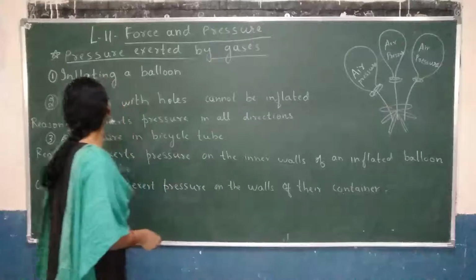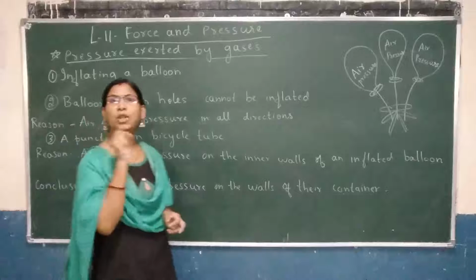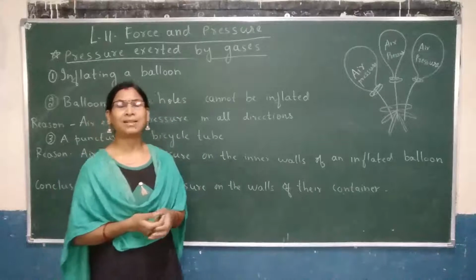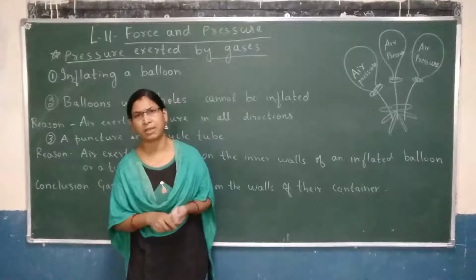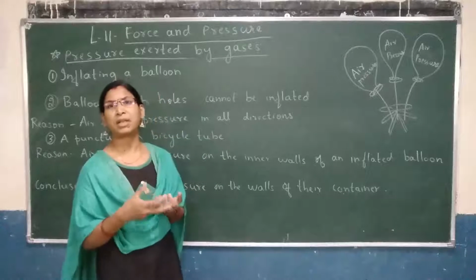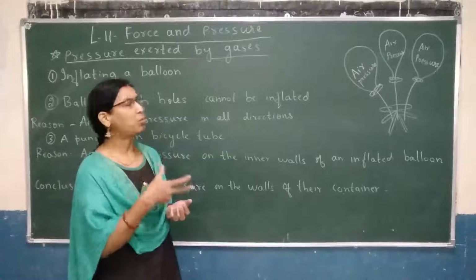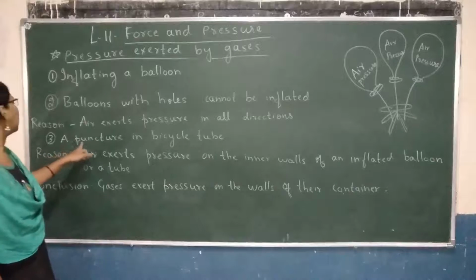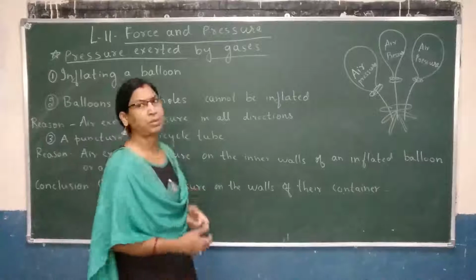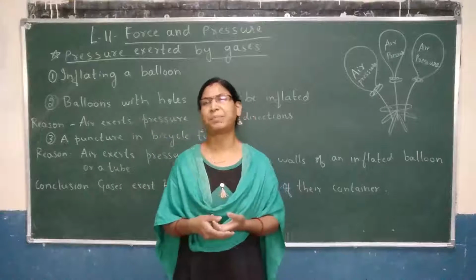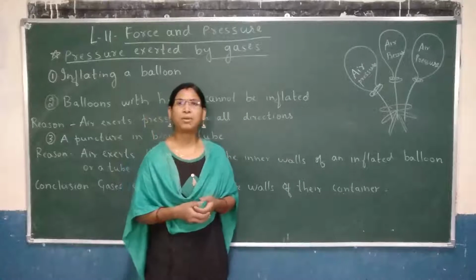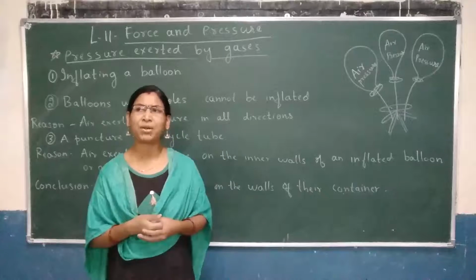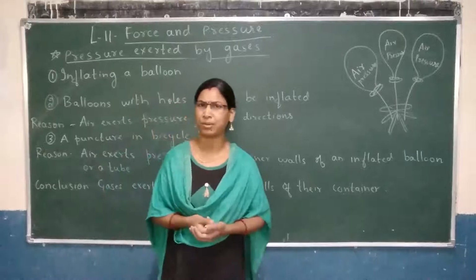Now next let us see balloons with holes in them. Will it be inflated, children? No, because air comes out of the holes. So air exerts pressure on the sides of the balloon also. Now let us see the third one: a puncture in a bicycle tube. Not only a bicycle, it can be a puncture in any vehicle's tube. So what happens? You are unable to ride or drive because air has come out from the tube.